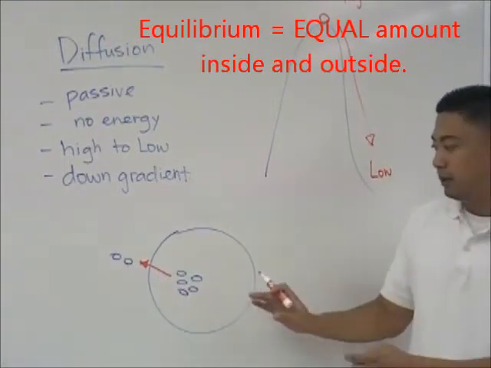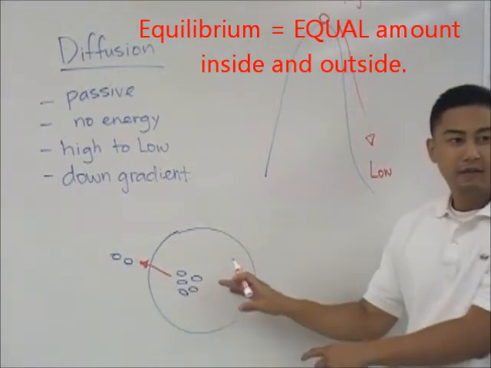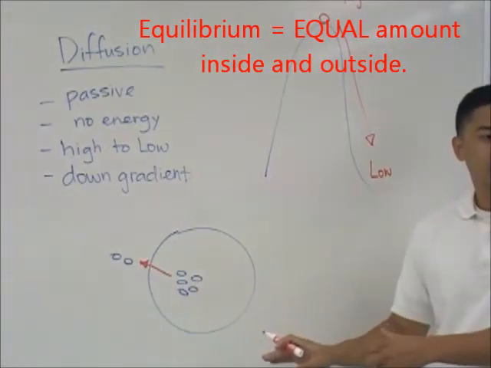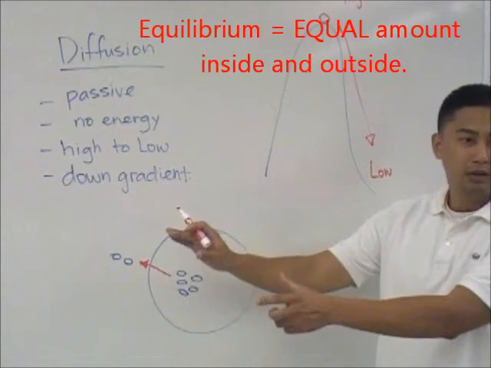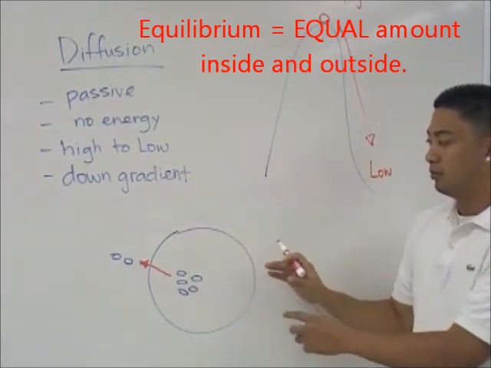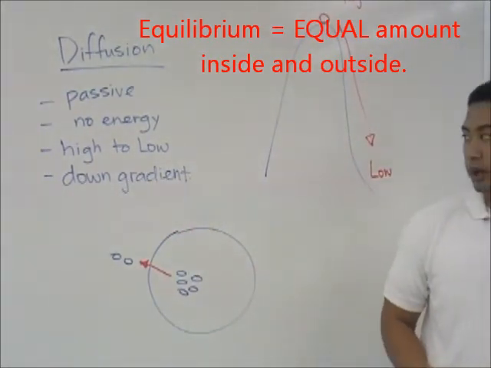What is equilibrium? When we have equal amounts of these solutes inside and outside. Okay, because we don't want all of them to go out. We don't want them all to come in. We want equal amounts, which is equilibrium. Okay, perfect.